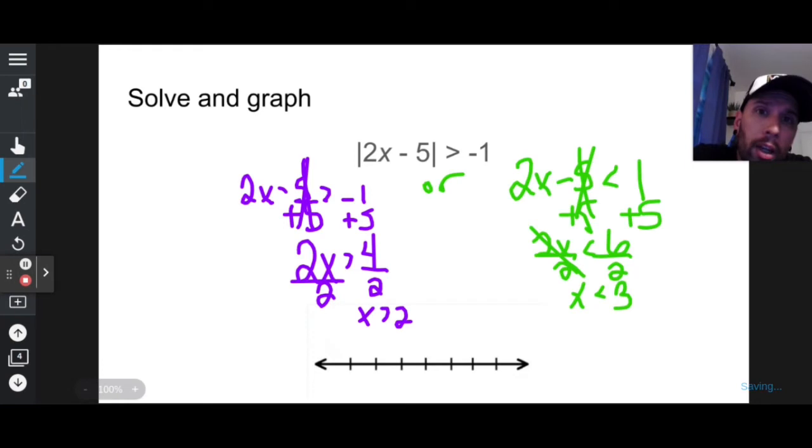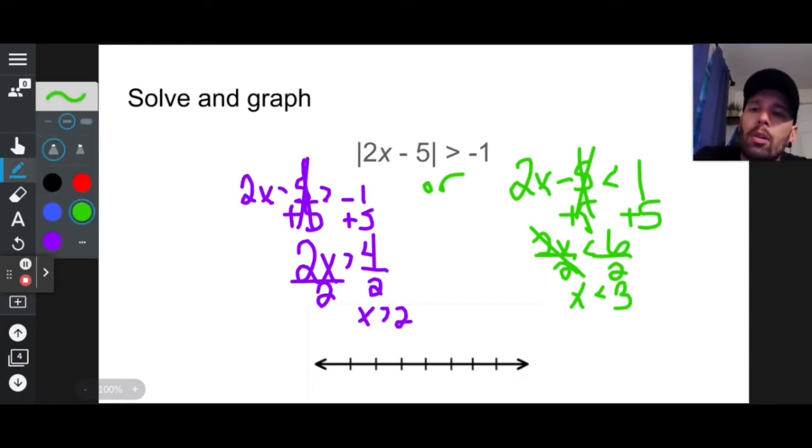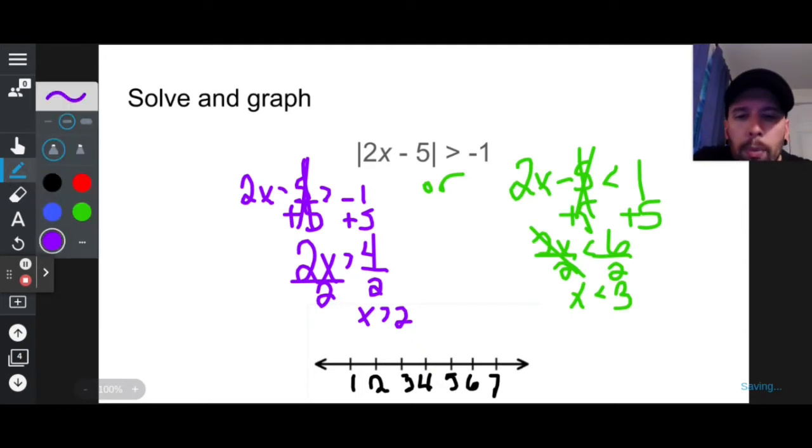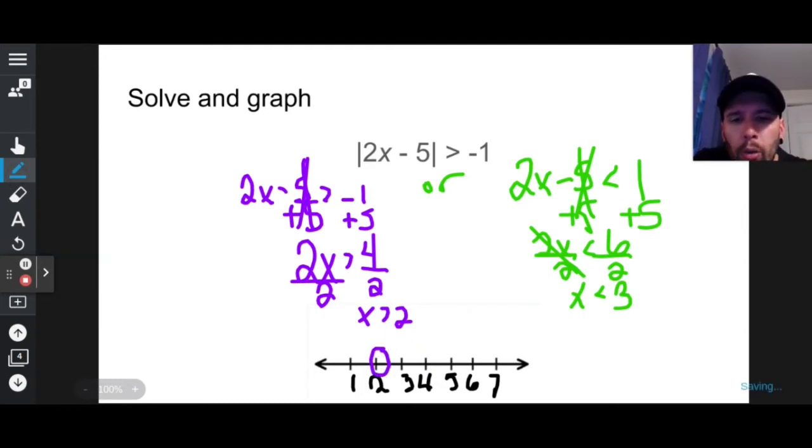Now, with the ors, I could just graph both lines on the same line. So I'm going to graph x is greater than 2. Let me number things out. I have 1 and 3, so I'll just put 1, 2, 3, 4, 5, blah, blah, blah. X is greater than 2 means I put the circle at 2. Don't fill it in. Go to the right.